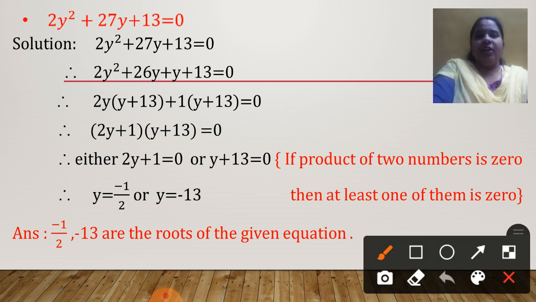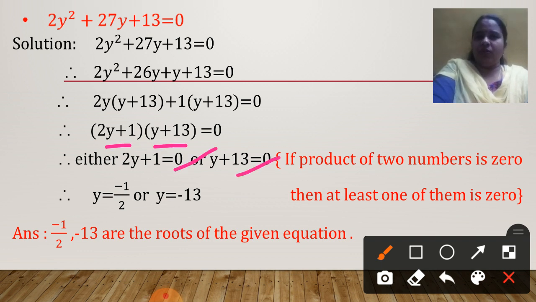So see this, 26y plus 1y. 1y is as good as y. Take common. Again you are getting this same bracket, y plus 13 and y plus 13. It means what we are doing is correct. Two factors are 2y plus 1 and y plus 13 is equal to 0.